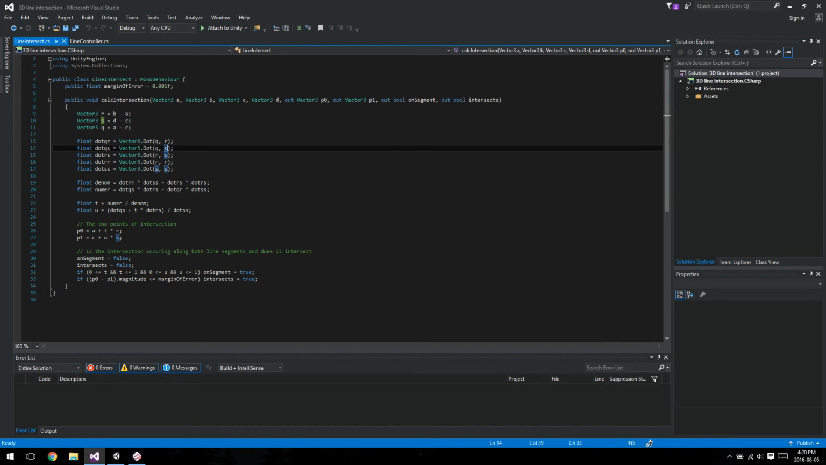We have an output bool, which is telling us if the, I actually can't even remember. So if the P0 and the P1, regardless of actually if they're intersecting, if P0 and P1 are actually on the line segment. There's an output bool that tells us if the 2 lines do in fact intersect. I've also written here a public float, which is a margin of error.